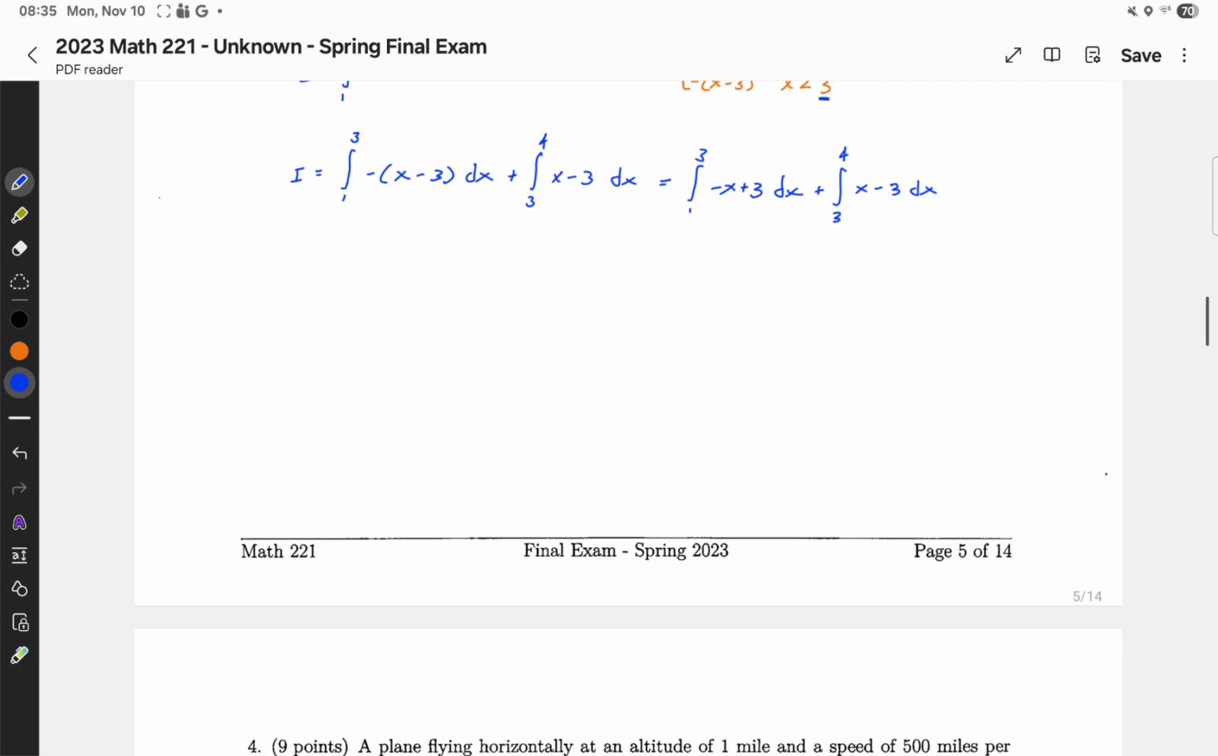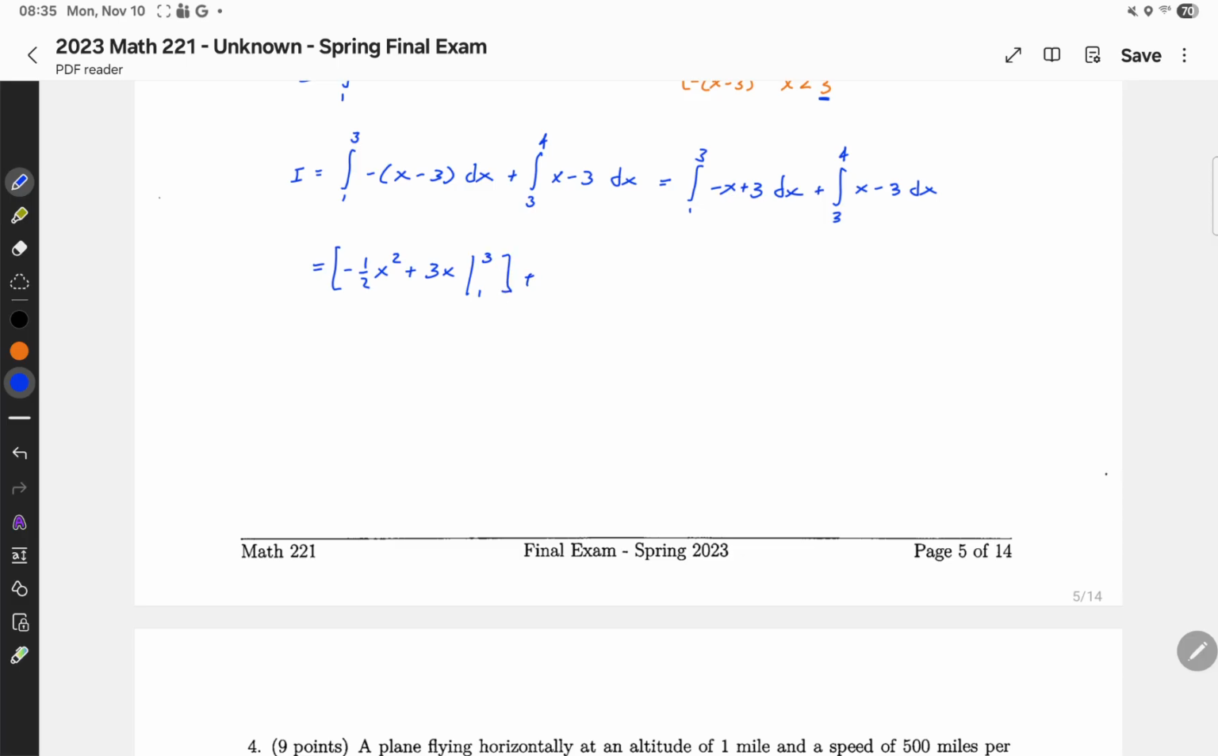Let's go ahead and integrate. This is going to be equal to the integral of minus x is going to be minus 1/2, put some brackets around this, minus 1/2 x squared, plus the integral of 3 is just going to be 3x. We're going from 1 to 3.